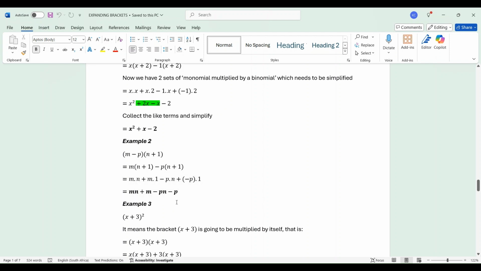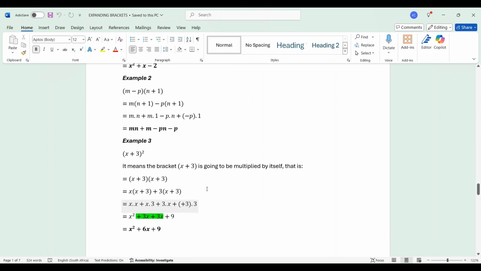This one has been explained. If we look at each term in this expression, we see there are no like terms. We have mn, we have m, we have pn, we have p. So this becomes our final answer.